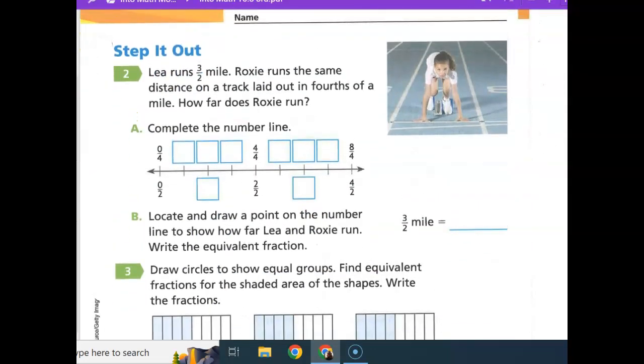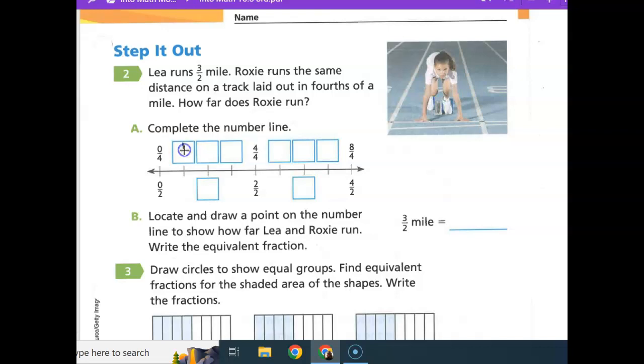We're going to go on to page 431 in the Step It Out. Lee runs 3 half miles. Roxy runs the same distance on a track laid out in fourths of a mile. How far does Roxy run? Complete the number line. So on the top of our number line, we're going to be dealing with fourths.